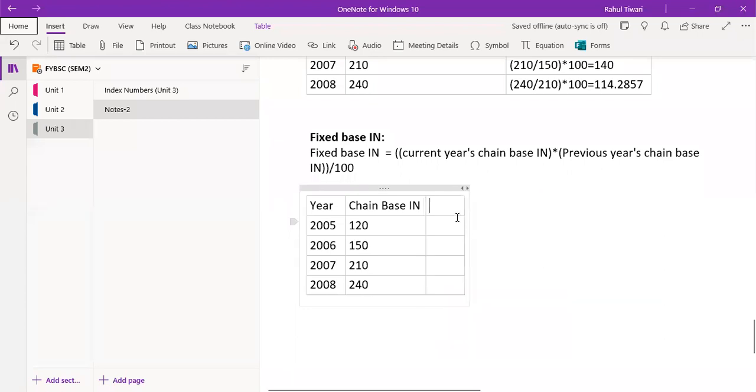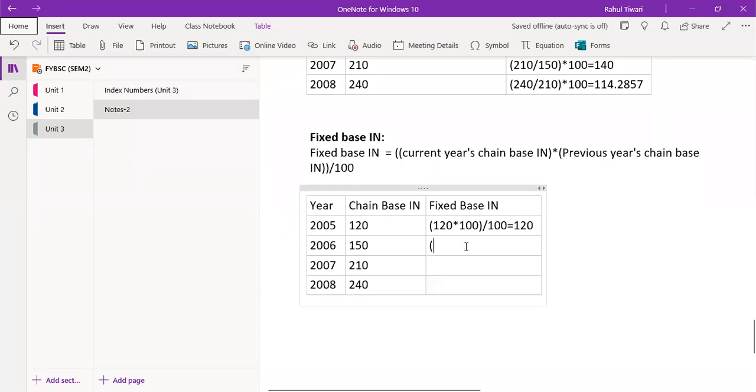This is the fixed base index number. How to get a fixed base? According to the formula, what is the formula? Current year chain base index number is this one, multiplied by the previous year's chain base index number. What is the previous year? We do not have a previous year, right? So the previous year is again assumed to be 100. So it is going to be 120 into 100 divided by 100, equals 120. Or you can directly write 120 also, that's fine.